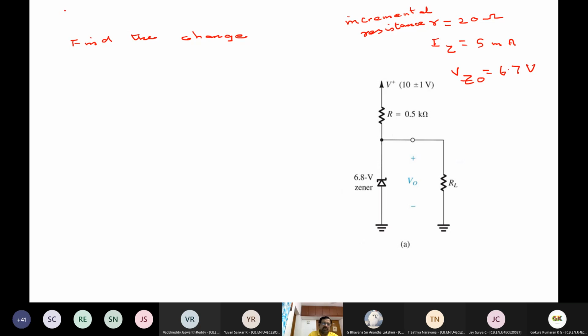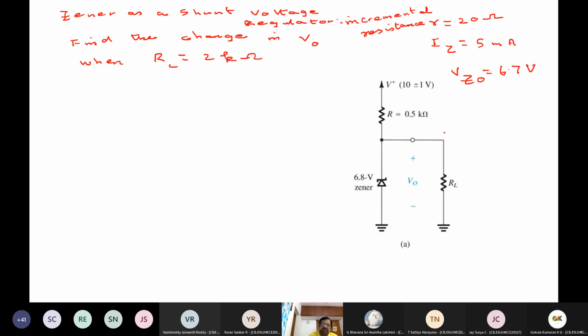So let me write the topic. We are continuing with the Zener as a shunt voltage regulator. Find the change in V naught when the load resistance RL equals 2 kilo ohms.